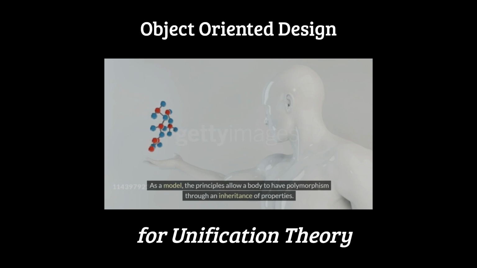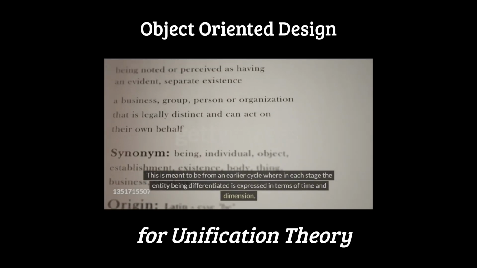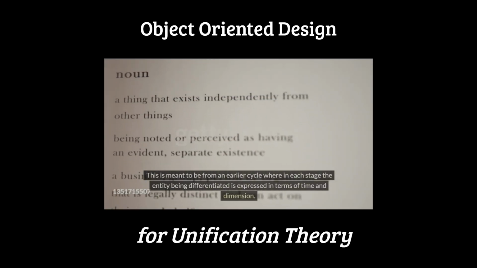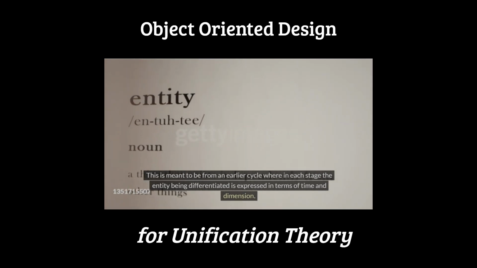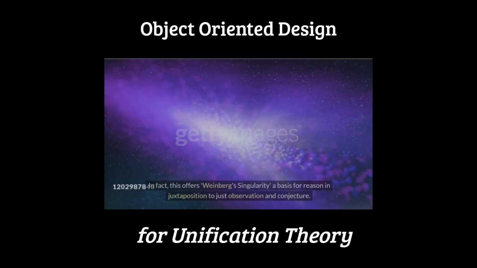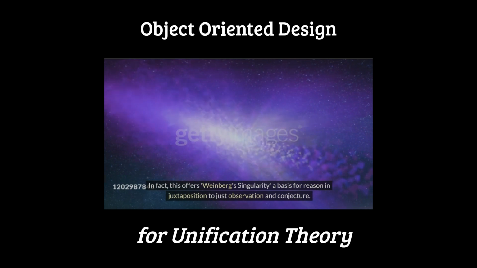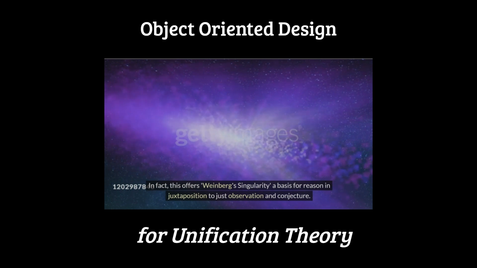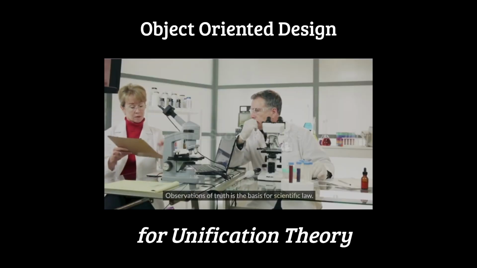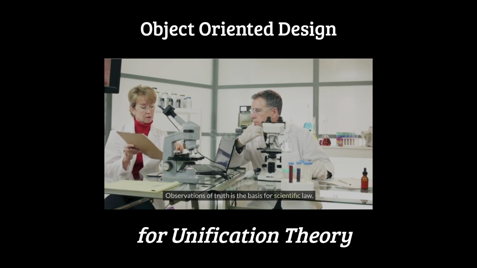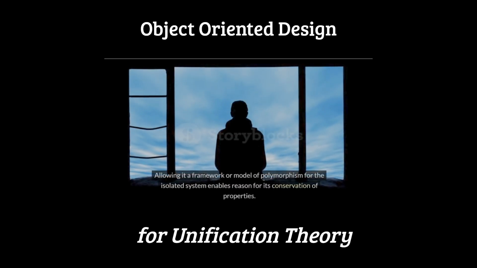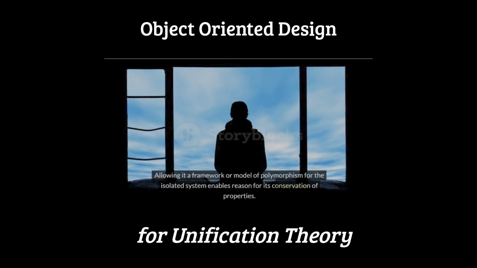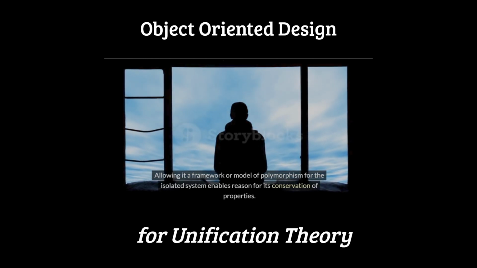As a model, the principles allow a body to have polymorphism through an inheritance of properties. This is meant to be from an earlier cycle where in each stage the entity being differentiated is expressed in terms of time and dimension. In fact, this offers Weinberg's singularity a basis for reason in juxtaposition to just observation and conjecture. Observations of truth is the basis for scientific law. Allowing it a framework or model of polymorphism for the isolated system enables reason for its conservation of properties.